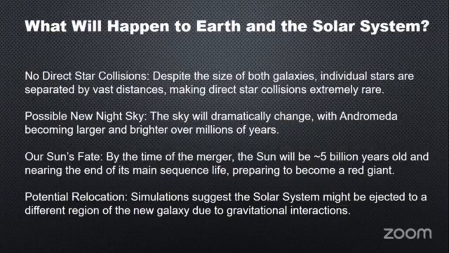So at that stage, the sun will be a red giant. Maybe by that time, the future humans must have moved to another world, another galaxy, to another planet. Maybe, who knows? Simulations suggest that the solar system might be ejected to a different region of the new galaxy due to gravitational interaction.